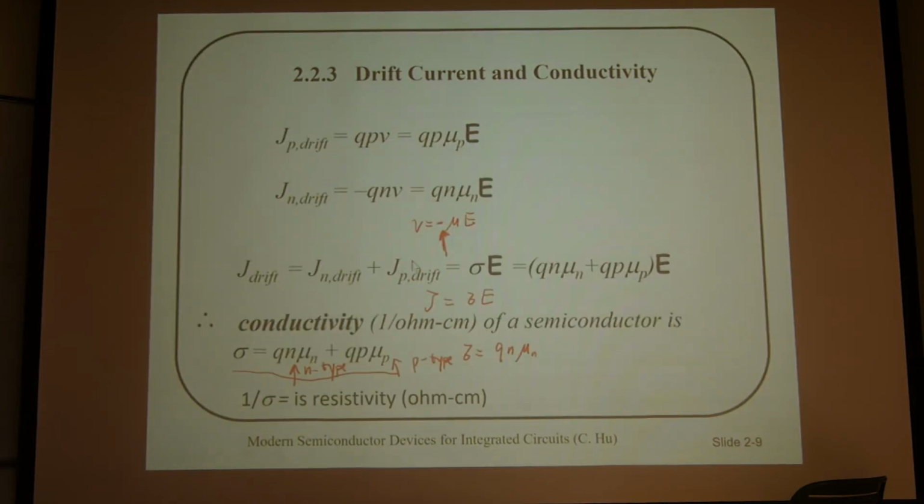We need to consider both electron and hole, and if you do that, then you can define the conductivity as Q n mu n plus Q p mu p. But in practice, because your semiconductor is either N-type or P-type, you can ignore the other one, because only the majority carrier will dominate the current.